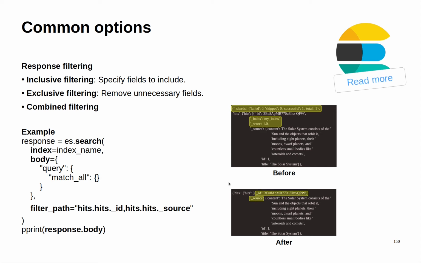After adding the filter path, you can see that this is what we are getting. We no longer have shards, we have the hits, great. And now for each document, we no longer have index and score. We only get the ID and source. You can use this if you get an object or a response that contains a lot of keys that you don't need. By using inclusive or exclusive filtering, you can select basically the fields that you want to get in the response. Now let's go to VS Code to see how to implement this.